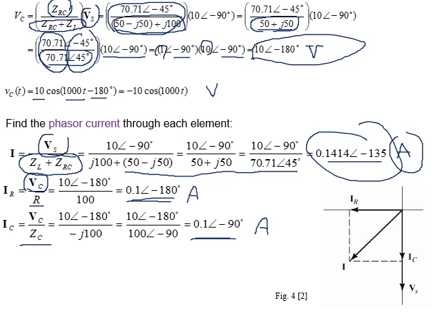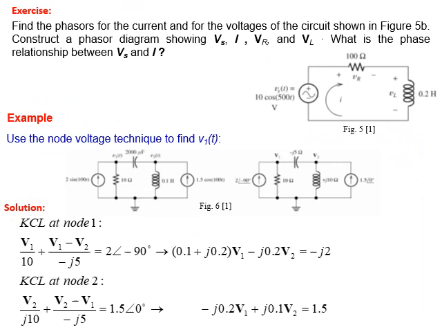Let me sketch them. Okay. Now, I across the resistance is minus 180. So just a minute, this is 90, another 90, 180, this is IR. IC is minus 90, from here to here. And the total current here is at minus 135. So from here to here 90 and another 45. It will be 135. This is the current. This is how we sketch the phasor diagram.